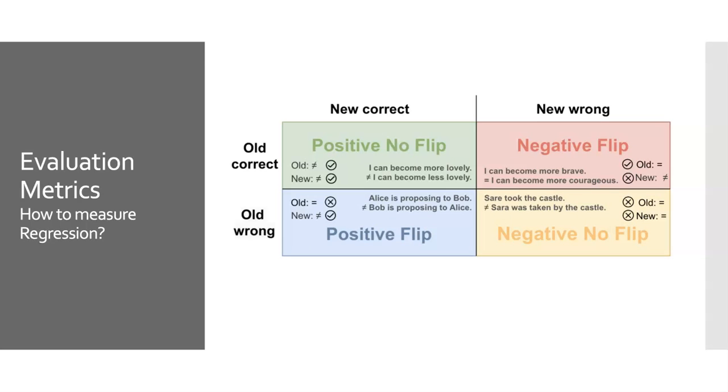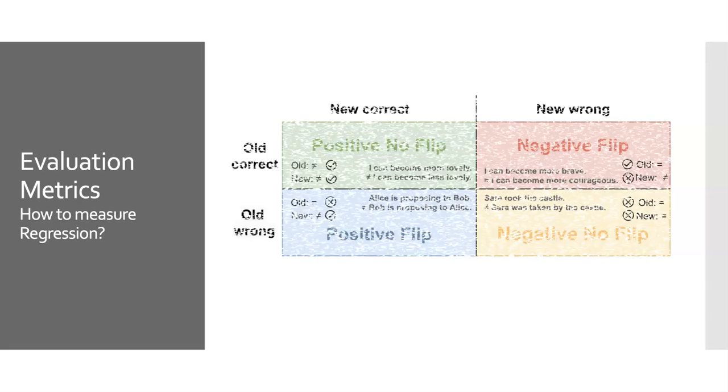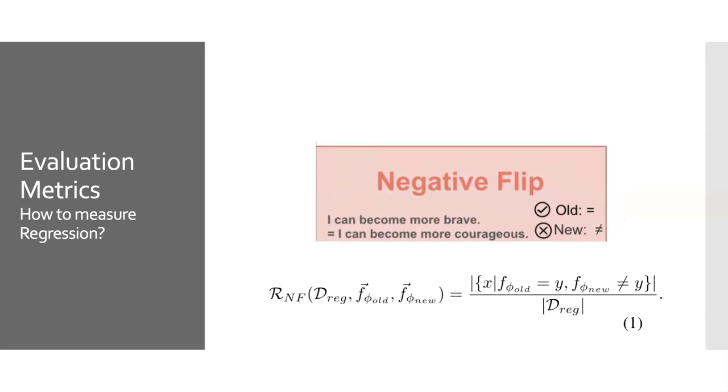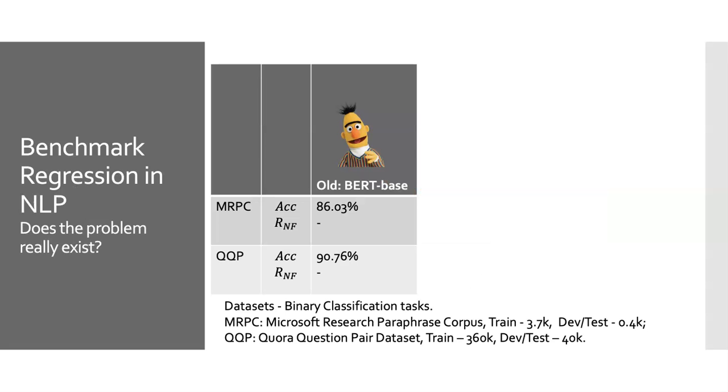We measure the regression error based on a regression set. The portion of the negative flip in the set is defined as a regression error, namely negative flip rate, which also means the portion of cases where the older system provides correct prediction while the new system does not.